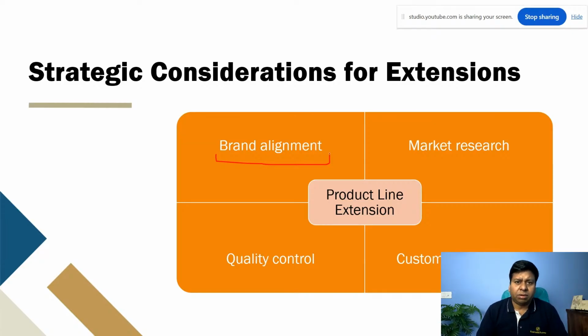Quality control. You have created one product and done entire market research based upon the feedback, and now you are creating the product line extension. Make sure you have the same quality control for the extension as well. If you are not focusing on quality, it may not increase your revenue or reputation. In fact, it may reduce your reputation as well.